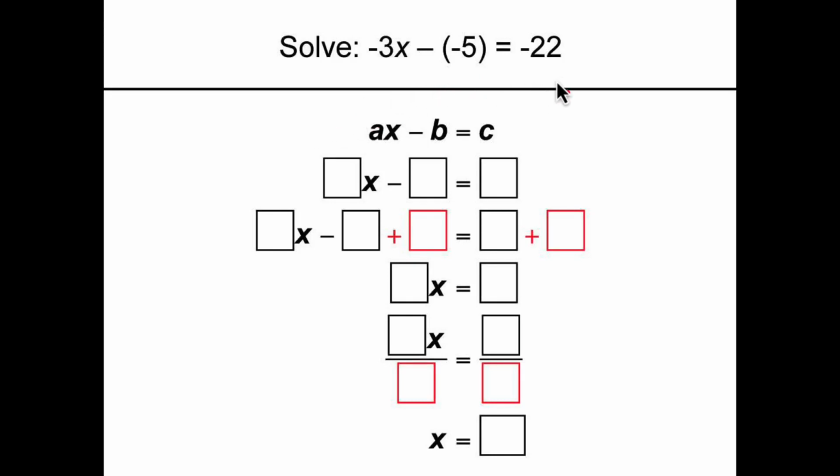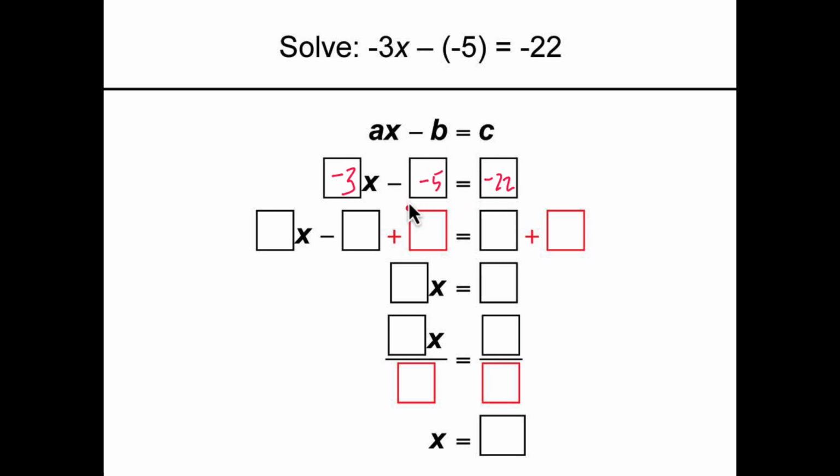Solve this two-step equation. It's a two-step equation because it involves two operations, multiplication shown here and subtraction shown here. Let's take this equation and plug it into this template. So we get negative 3x minus negative 5 equals negative 22.